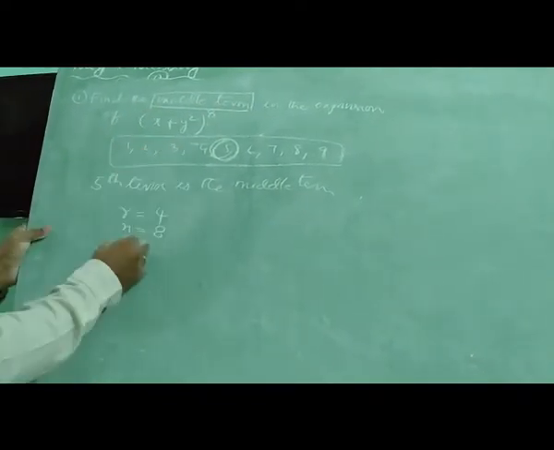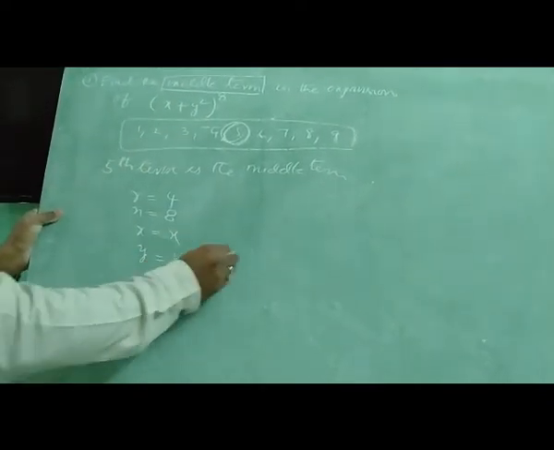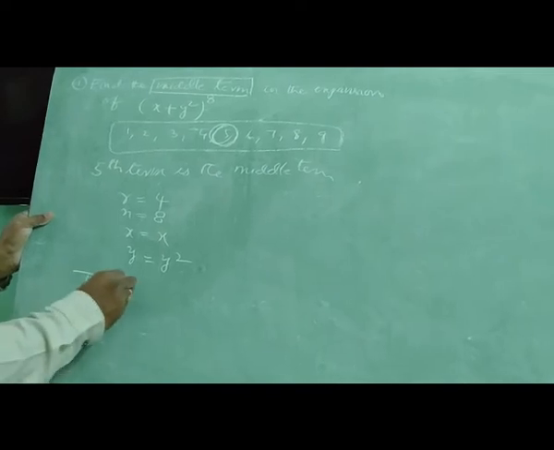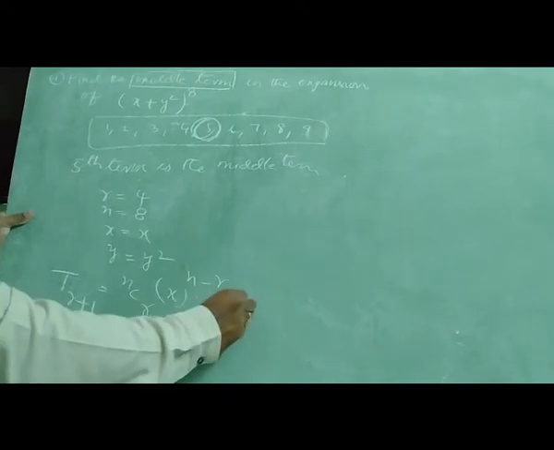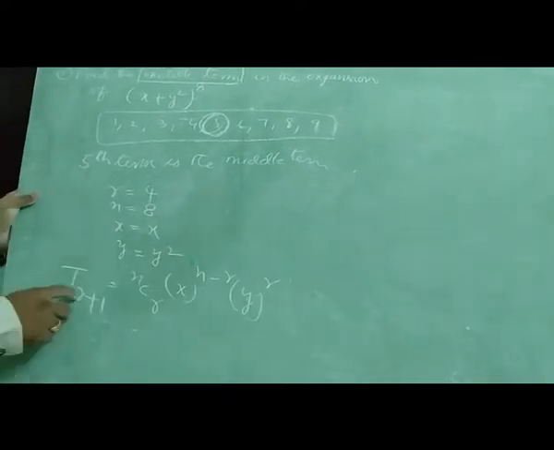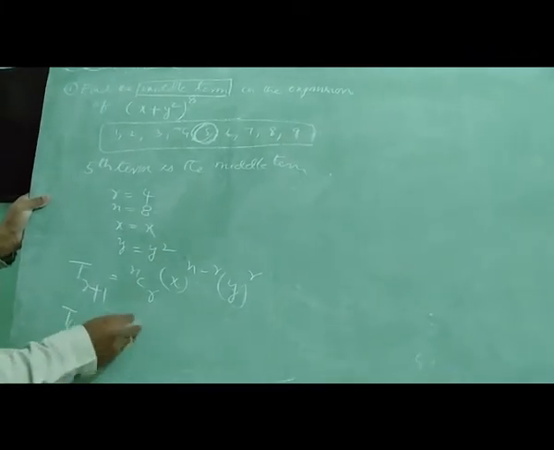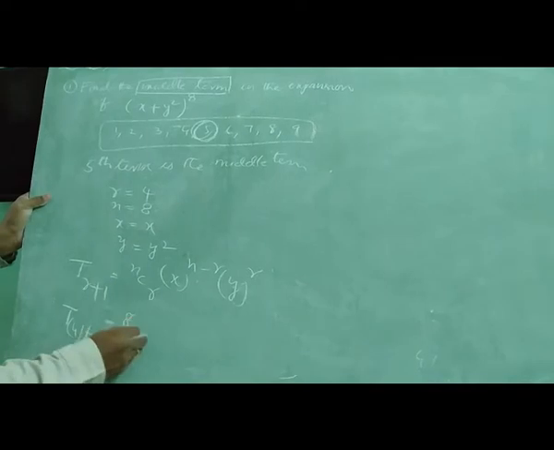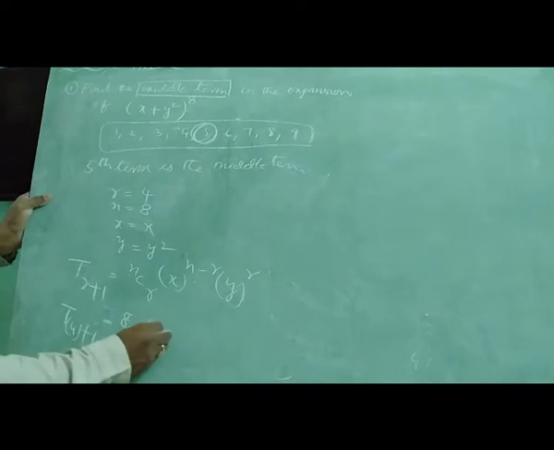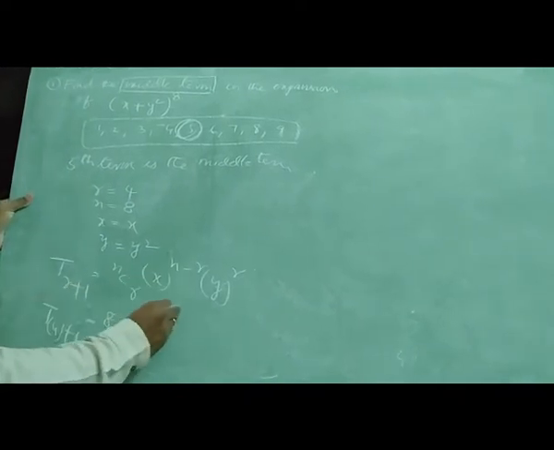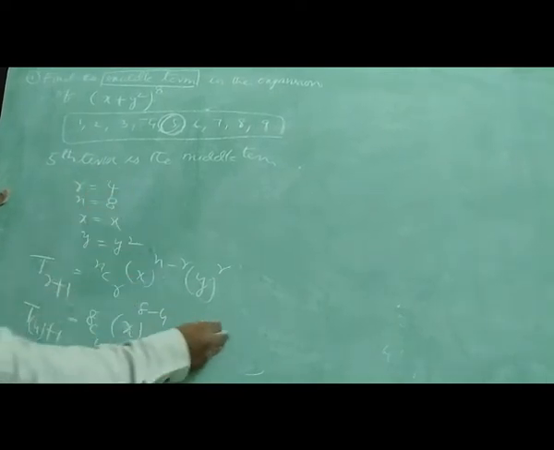And what is the x value? x is equal to x only. And what is the y value? y is equal to y square. So the R plus 1 term, T(R plus 1), is equal to nCR x to the power of n minus R, y to the power of R. So put R equal to 4. T(4 plus 1) is equal to 8C4, x to the power of 8 minus 4, y square to the power of 4.